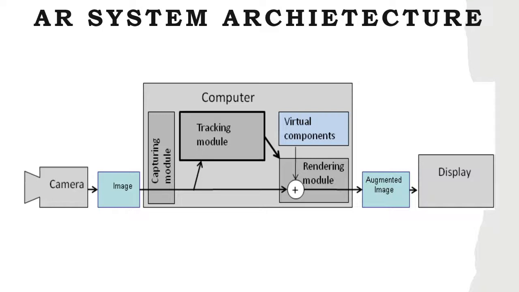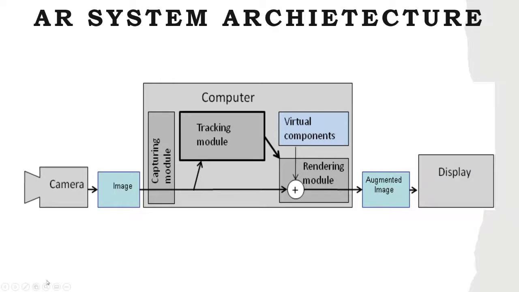In this architecture you can see there is a camera. From the camera the image is passed to the tracking module. Some things happen in there, and we will understand what things happen in there. Then it is passed to the rendering module, where the real world and the virtual objects are combined, and the augmented output is passed through the rendering module to the display. So this is how it works. You can see the diagram.